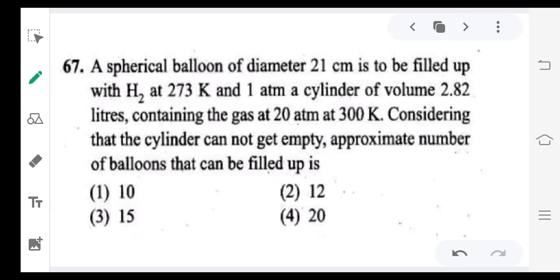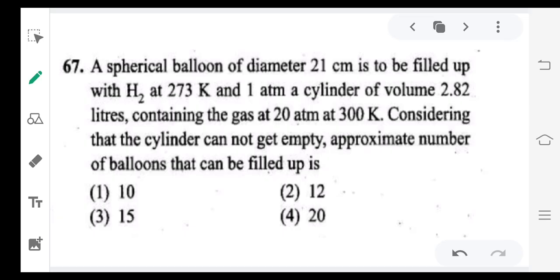Next, a spherical balloon of diameter 21 centimeters is to be filled up with H2 at 273 Kelvin and 1 atmosphere. A cylinder of volume 2.82 liters contains the gas at 20 atmospheres at 300 Kelvin. Considering that the cylinder cannot get empty, the approximate number of balloons that can be filled up is? So very simple. See here, there is a balloon. We are filling balloons by using a cylinder.